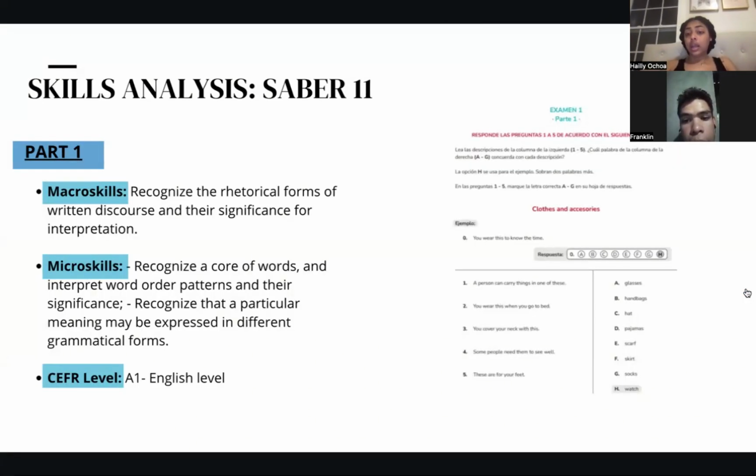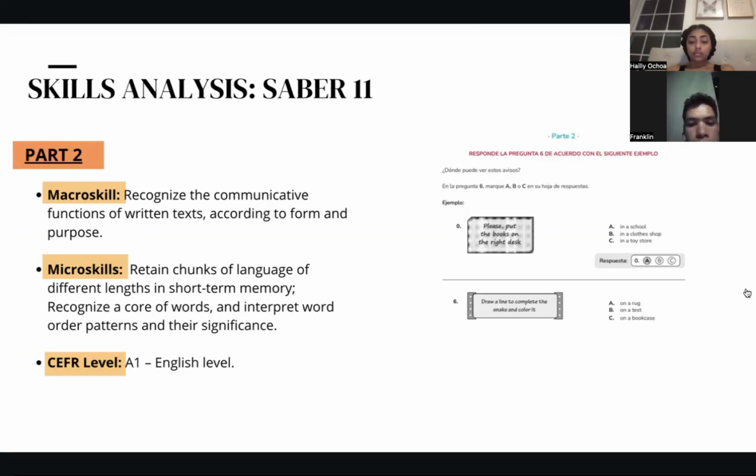This is the framework skills analysis of Saber 11. Our analysis is divided into two parts. High school exists at some professional level certifications. High school is Saber 11. Professional level is Saber Pro. Okay, right here we have different items for different parts of the test. In this part, we can see one example of the English items used for these types of assessments.